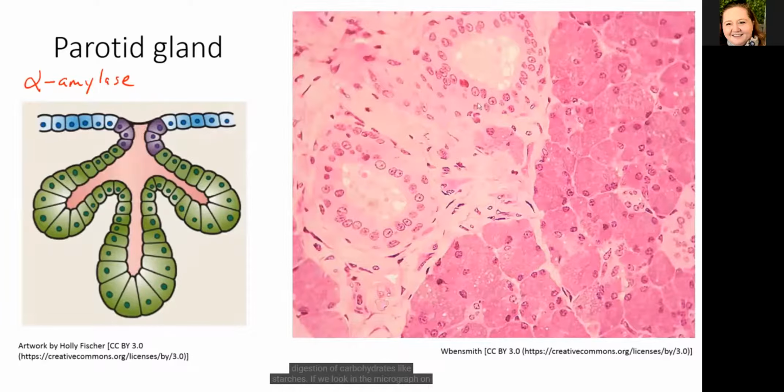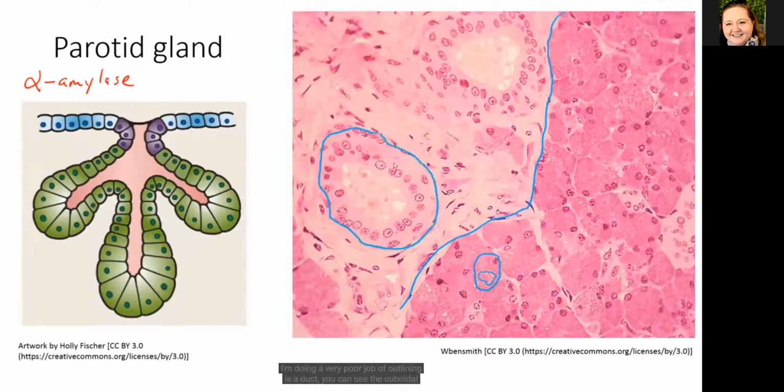If we look in the micrograph on the right, we can see, and I'm going to have to use a different color. Here we go. Let's go to maybe a nice blue. Over here on the right, the secretory portion is to the right of this blue line I'm drawing. So these cells over here are the secretory cells, and they contain numerous secretory granules inside them. So you can see the vesicles there that contain the serous fluid that's going to be excreted and eventually transported into the ducts.